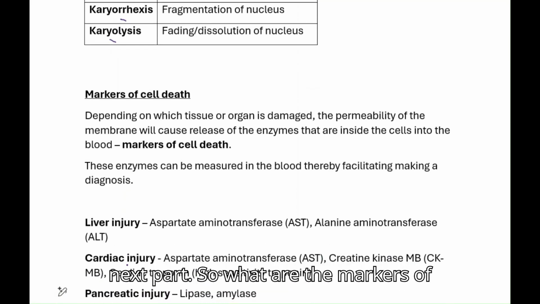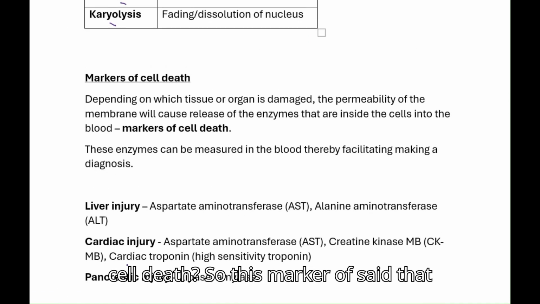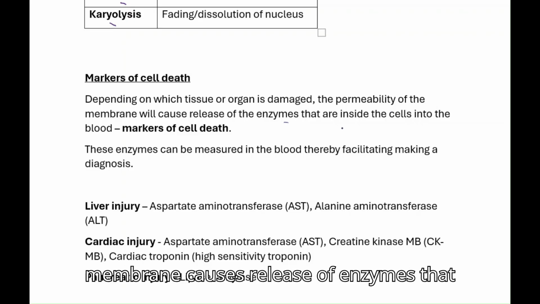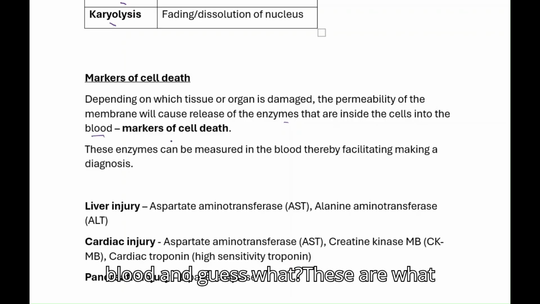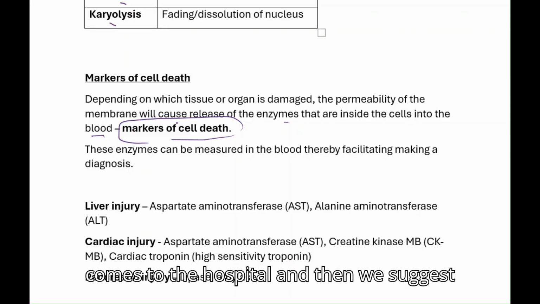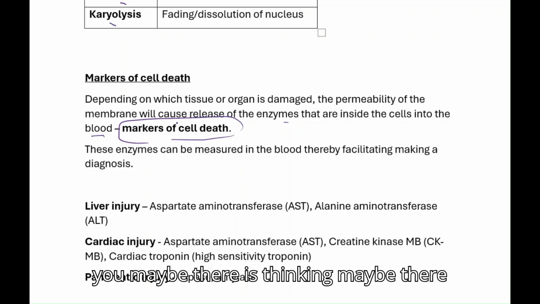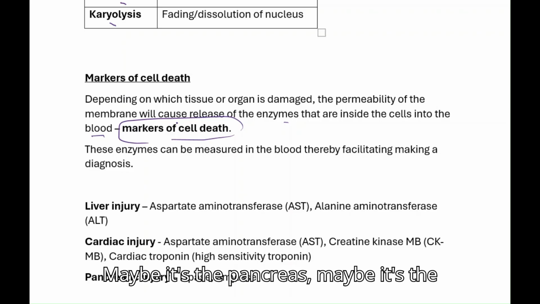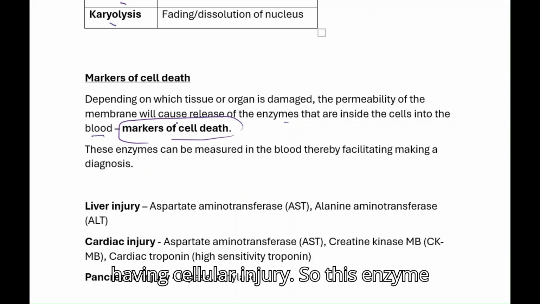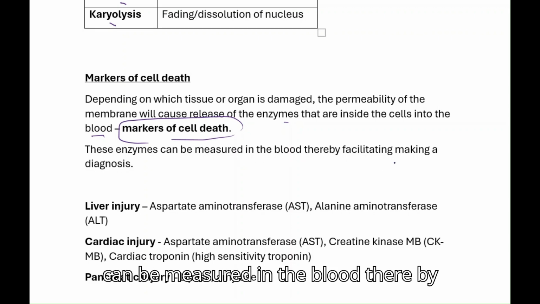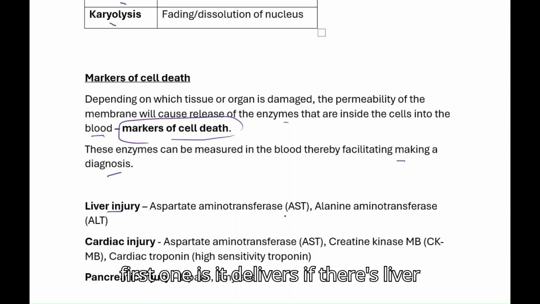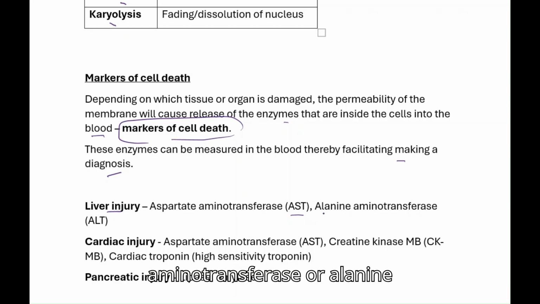So now moving on to the next part. What are the markers of cell death? These markers of cell death depend on which tissue or organ is damaged. The permeability of the membrane causes release of enzymes that are inside the cells into the blood. And guess what? These are what help us to know which cell is being damaged in a patient, right? When a patient comes to the hospital and we're thinking maybe there's a particular organ involved, maybe it's the pancreas, maybe it's the liver, maybe it's the heart, we check for this in the blood to see if the patient is having cellular injury. So these enzymes can be measured in the blood, thereby facilitating making a diagnosis. So the first one is in the liver. If there's liver injury, you can check your aspartate aminotransferase or alanine aminotransferase.